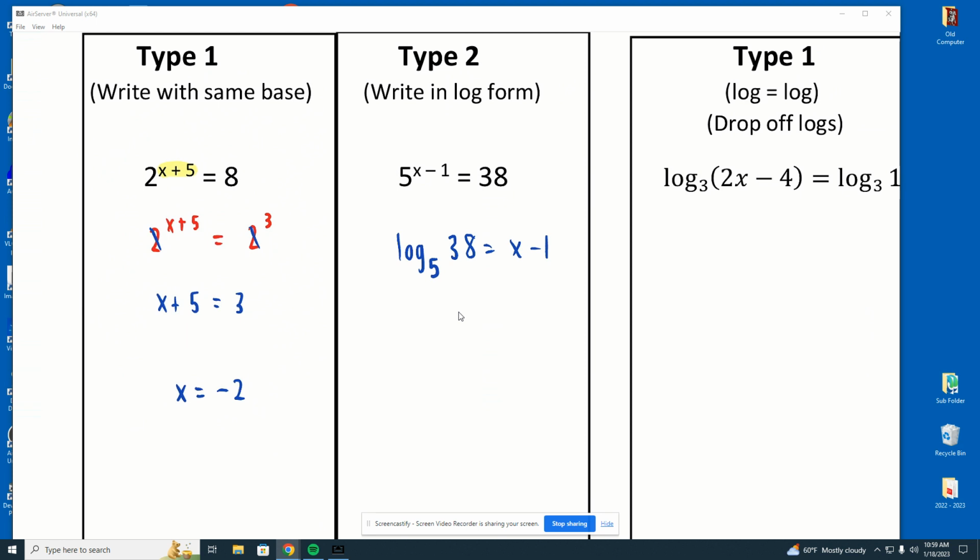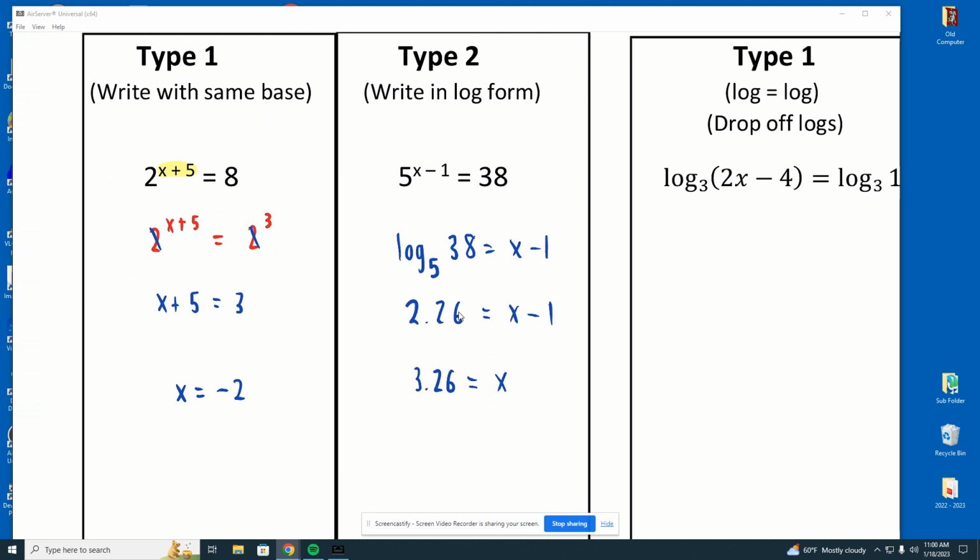You should know that. So, log base 5 of 38 gives me about 2.26. Is that what y'all got? It should be. So last step, what am I going to do to solve for x? I'm going to add 1. So 3.26 equals x. What would you have rounded that to? 3.3? Yeah, I'm not going to mark it wrong. I like 2 decimals personally, but it's fine.